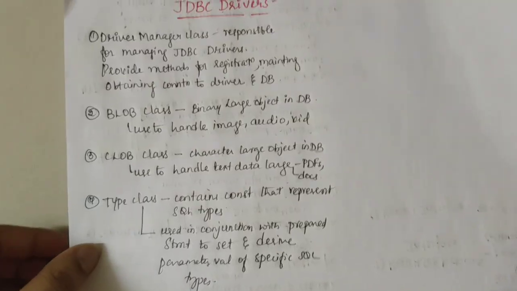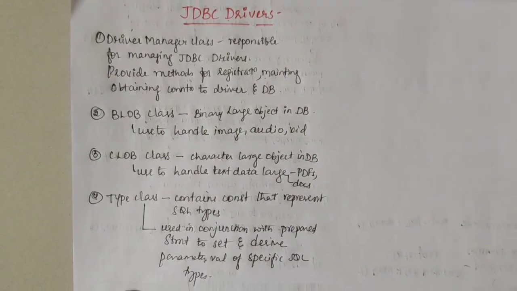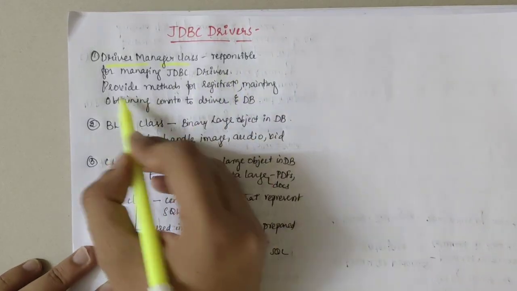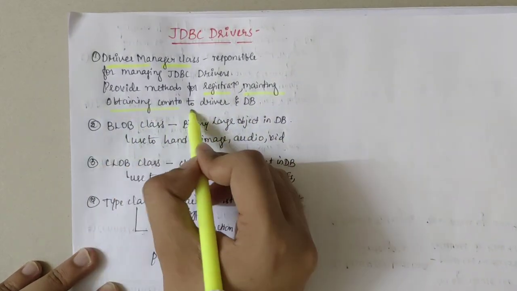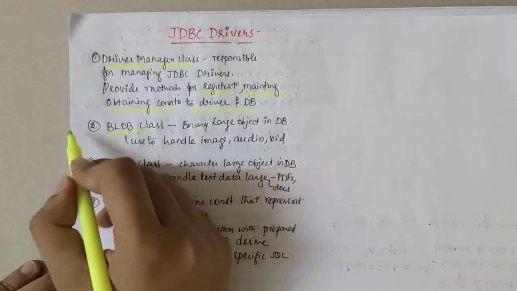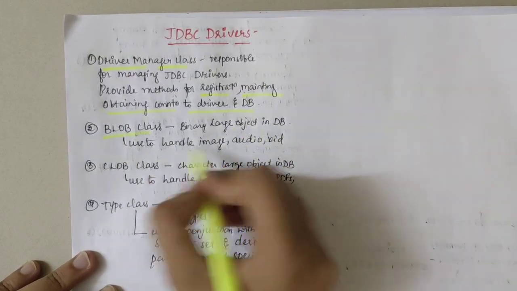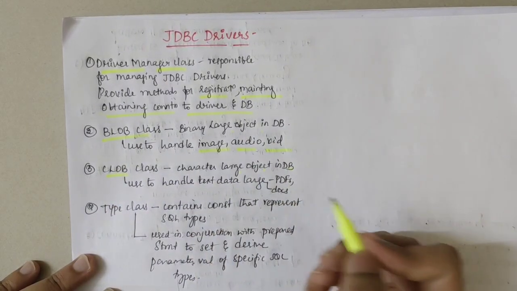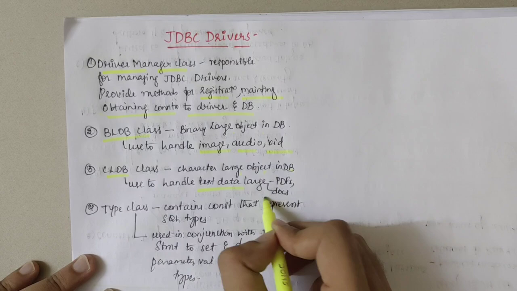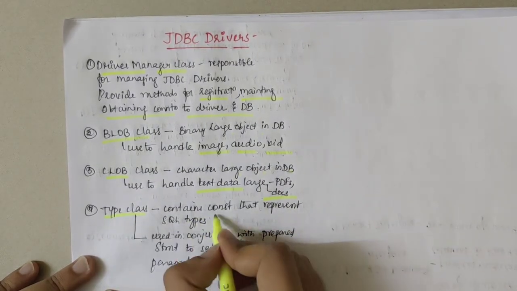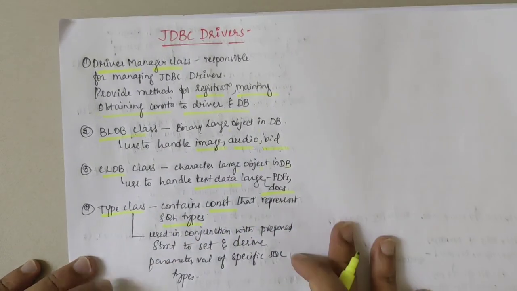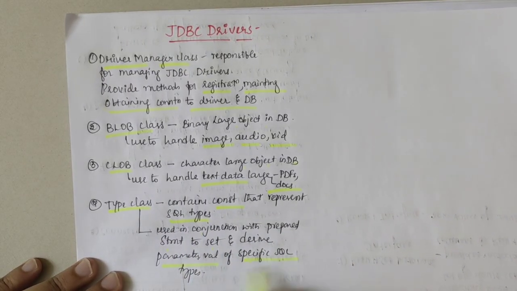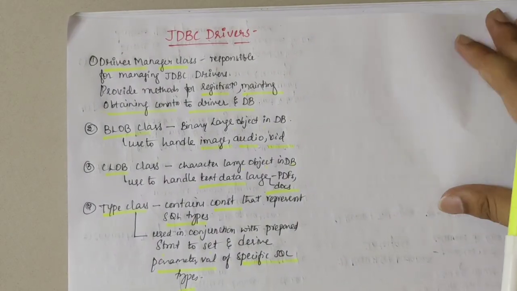Now we'll look into the drivers. So JDBC drivers, there are 4. First one is the driver manager class. It is responsible for managing the JDBC drivers and provides methods for registration, maintaining and obtaining connection to the driver and database. Then we have blob, that is binary large object in the database, which is used to handle image, audio and video. Then we have clob, character large object in the database, which is used to handle text data, documents and all. Then we have the type class. It contains the constants that represent the SQL types. It is used in conjunction with a prepared statement to set and derive parameter values of specific SQL types. So this was about JDBC drivers.